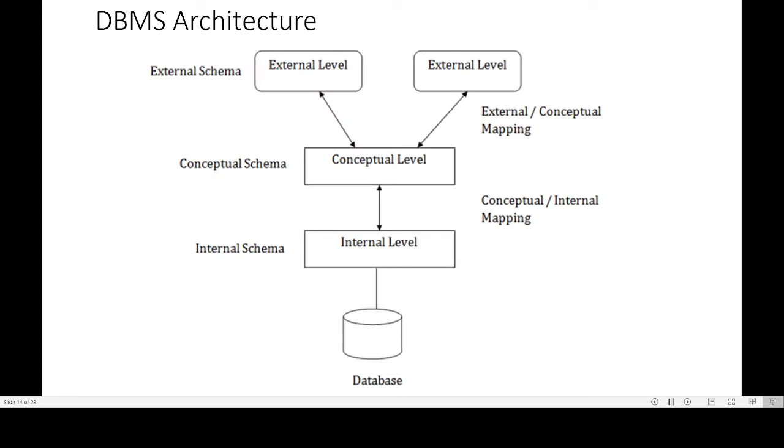Then coming to the DBMS architecture, generally we have one-tier architecture, two-tier architecture and three-tier architecture. The most commonly used architectures are two-tier and three-tier. Here we can see a three-tier architecture in which there are three levels of abstraction.